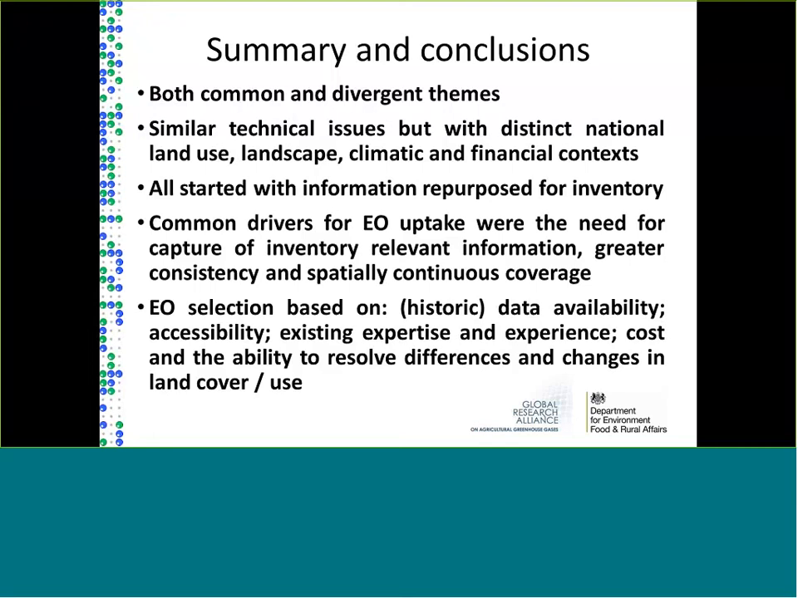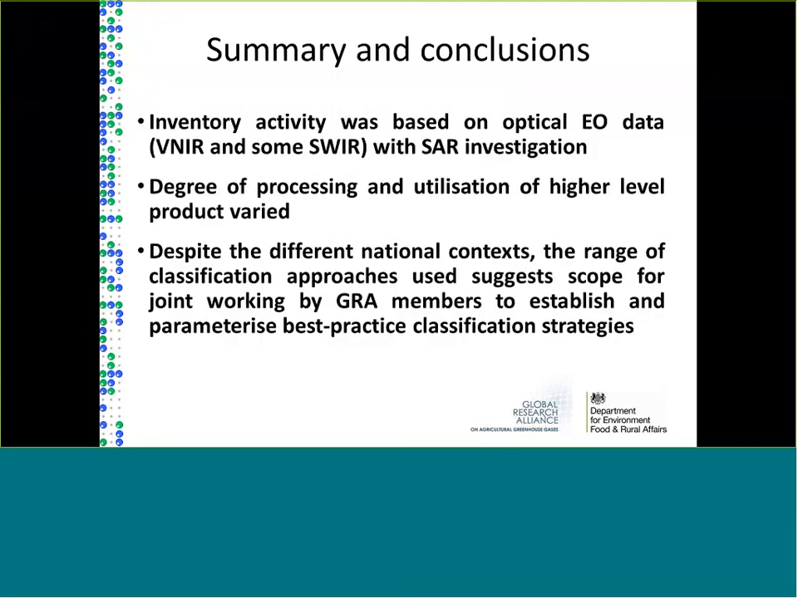However, the interplay with the different national characteristics, the farm management, the different biomes, the different terrains have led to divergent solutions and answers between the 3 case study examples we've seen. Some common patterns were that the focus has been on visible near-infrared with some shortwave infrared optical data, with SAR being investigated and used to a lesser or greater degree, though more likely to move into full operational use going forwards for all 3 countries.